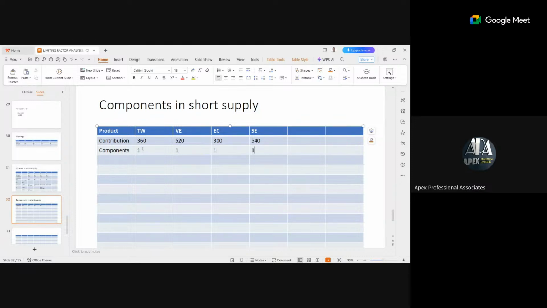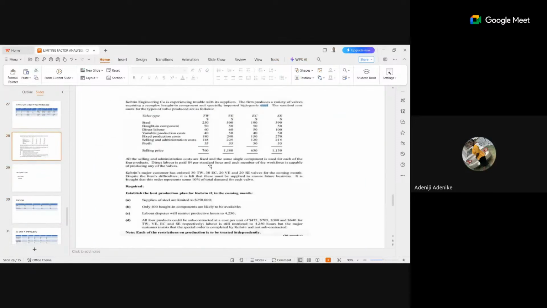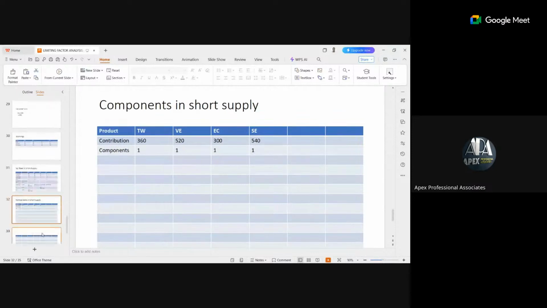You understand? See it here. I was emphasizing this, that it is the same single component. So you have to follow the question meticulously. So now, the contribution per key factor will be what?